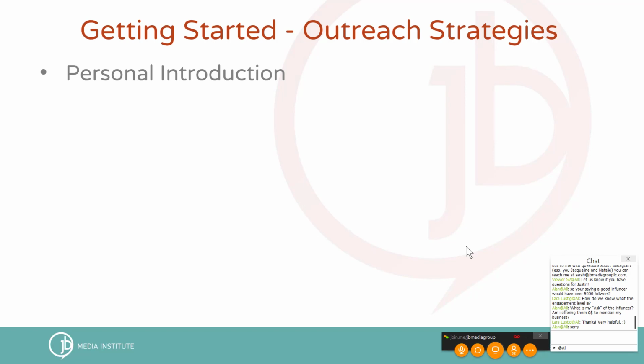So in my experience, the best way to reach influencers is a personal introduction. So if you have, like I said, peers working with them, an existing relationship with an influencer who's a friend or already working with you, that personal introduction is going to work 95% of the time to get started. Direct email outreach is my next favorite. So if you can find an email address, send an email.